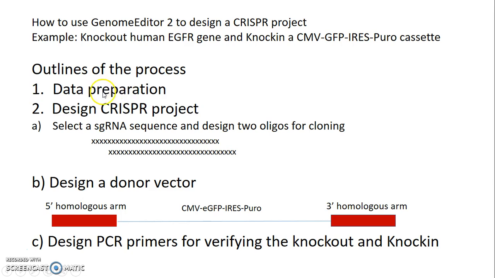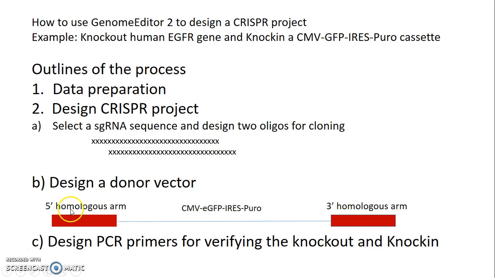The process of the design is outlined here, generally divided into two sections. One is data preparation. Second is the design of the CRISPR project. In designing the CRISPR project, we need to design a guide RNA, which needs two oligos with adapter sequences for cloning. We also need to design a donor vector.